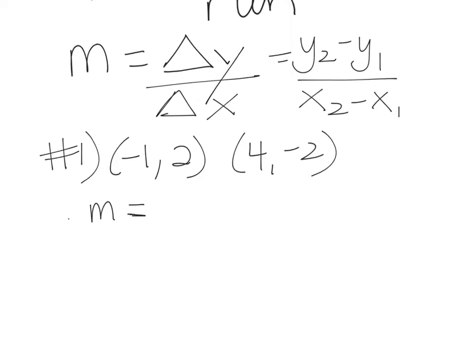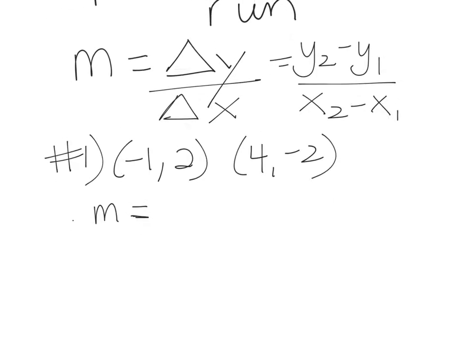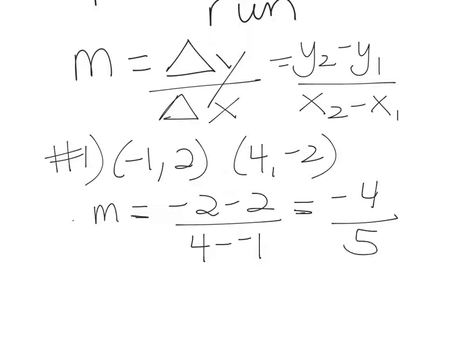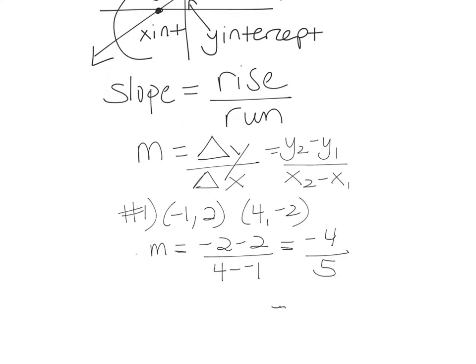All right, so let's take our y's, and it doesn't matter where you start, just wherever you start up top, you're going to start on the bottom. So we have -2 minus 2, and 4 minus -1. So -2 minus 2 is -4, and the bottom gives us 5. Not a nice number. I mean, it's a fraction. It's fine. A lot of times slope comes in fraction form.